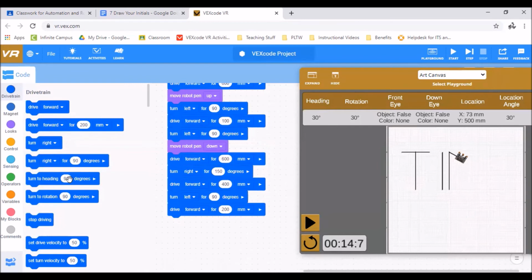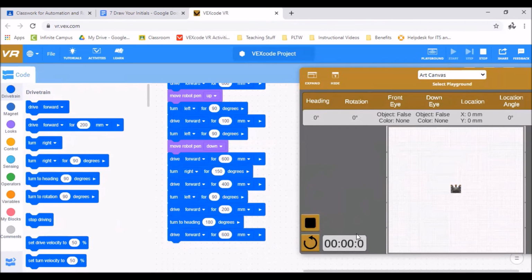And that's when I'm going to actually use this turn to heading. I know we didn't use too much of it yet, but this allows you to turn to a certain degrees without having to do the math as much. So I'm going to do turn to heading, and I want it to be 180 degrees. They have 0 degrees set at facing upwards, so 180 would be the opposite, and I'm going to be going straight down. And I want to drive that for 600 millimeters. So let's hit restart, let's see what we get. Should be the name Tim.